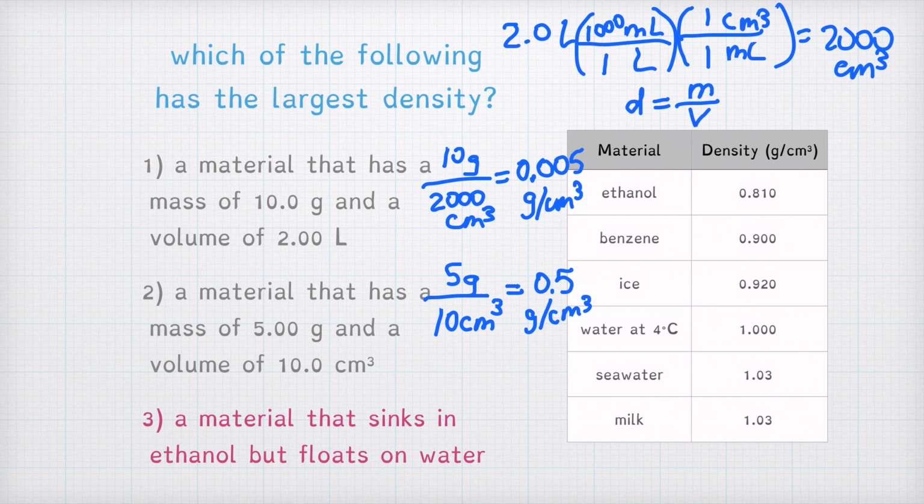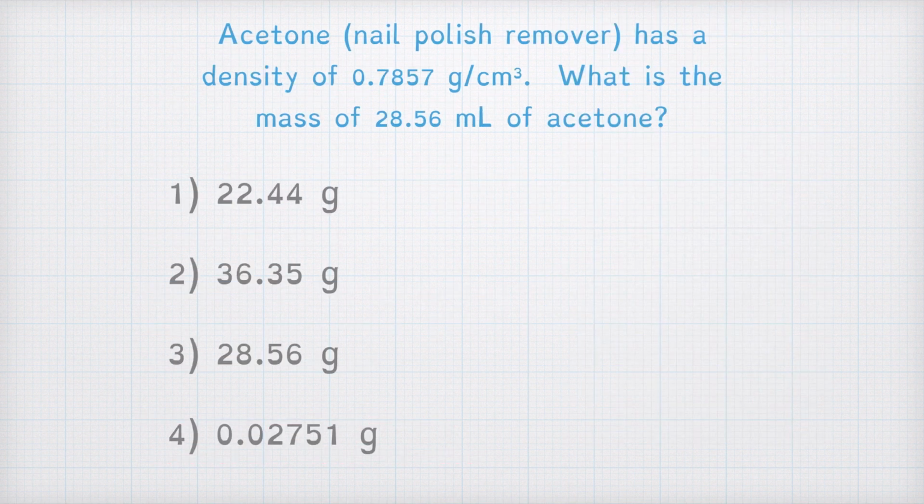The density of ethanol is 0.810 and the density of water is 1 gram per cubic centimeter, which means that the density of this material has to be somewhere between 0.81 and 1, which is a larger value than the other 2 densities.